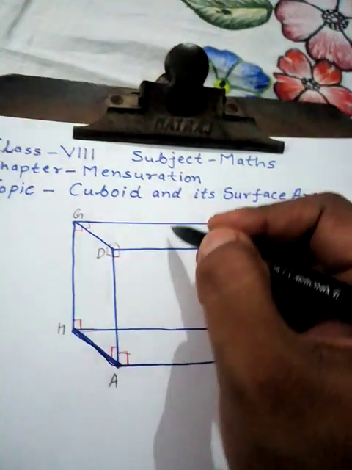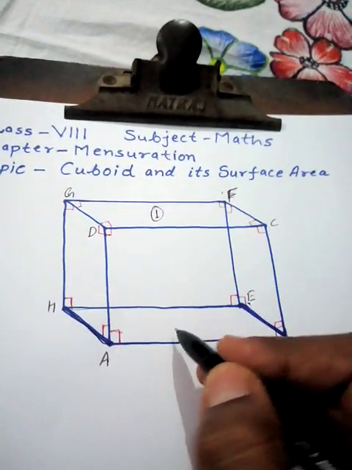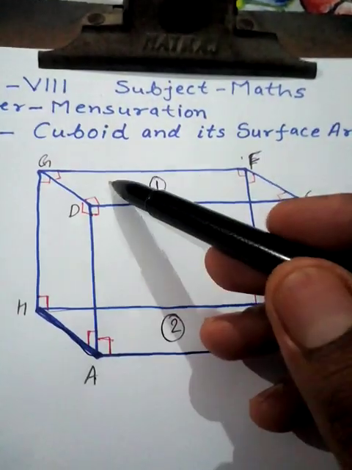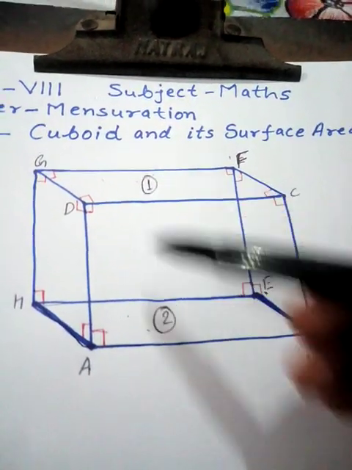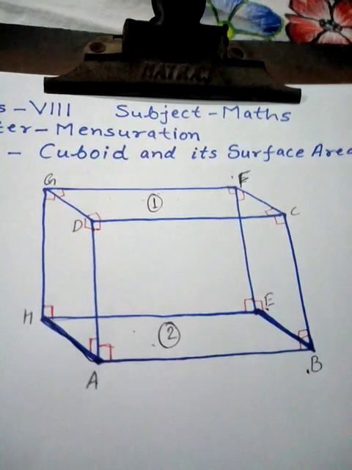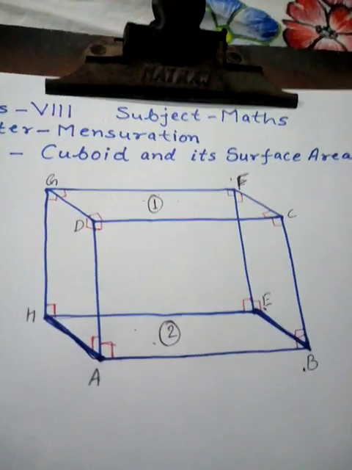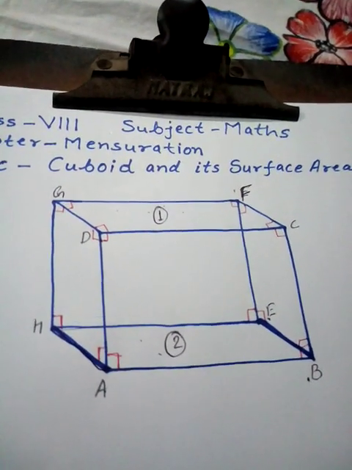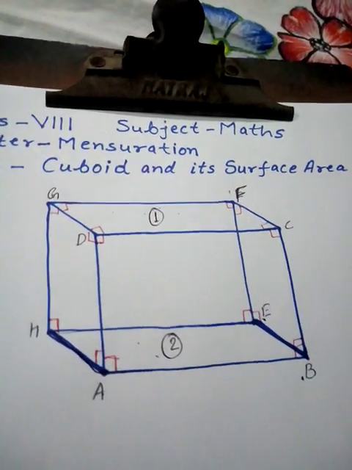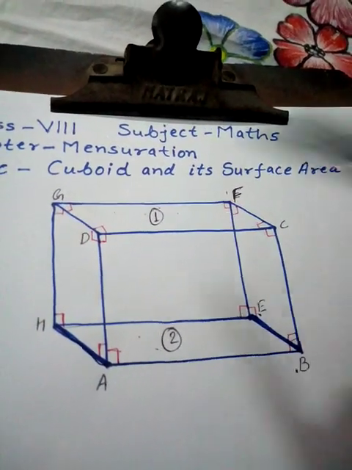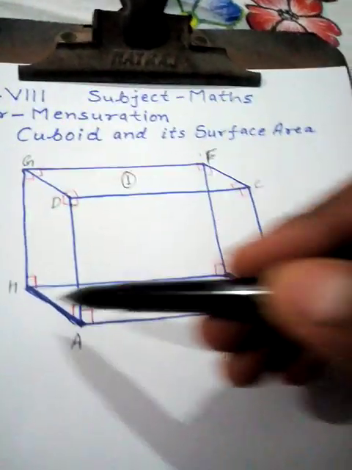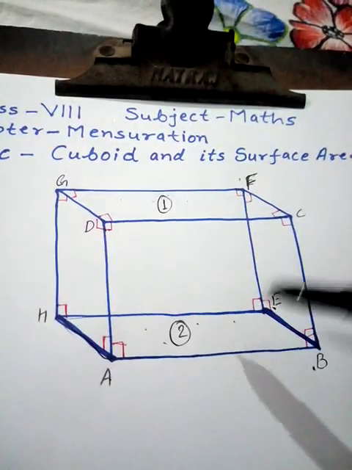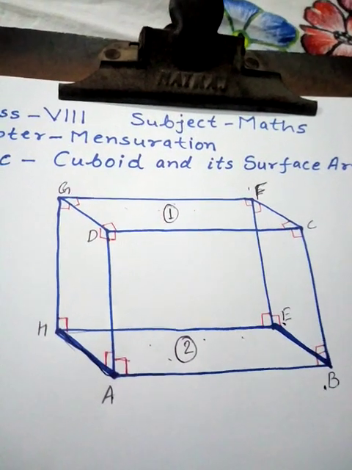You can say that this is 1 and this is 2. So these surfaces are parallel to each other, 1 and 2. You can see your rectangular room, your floor and your roof, both are parallel to each other, and these planes are in the rectangle form. So this is a rectangle and this is also a rectangle, and actually these two rectangles are congruent, that is exactly the same.